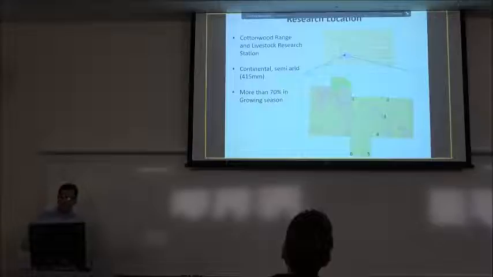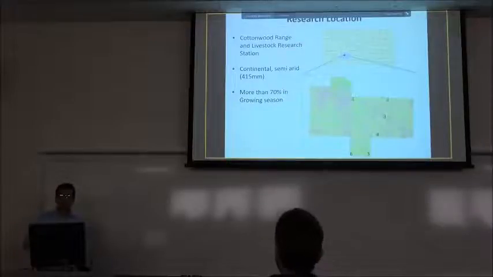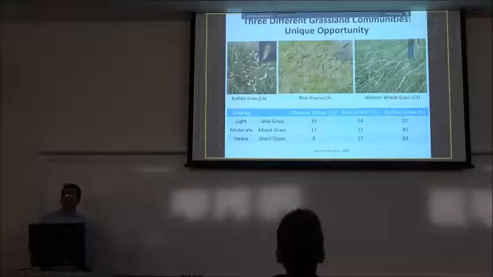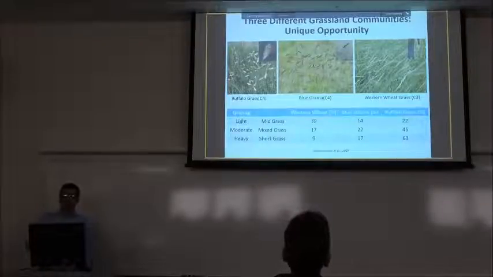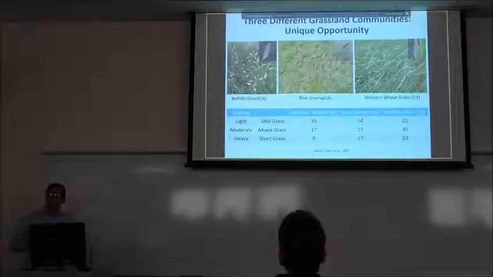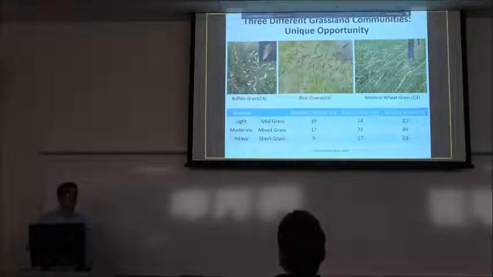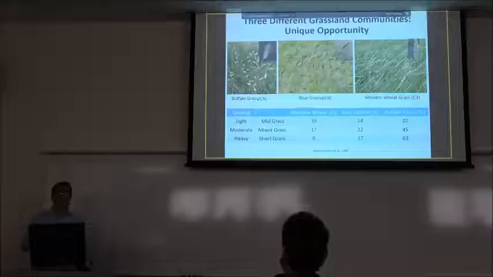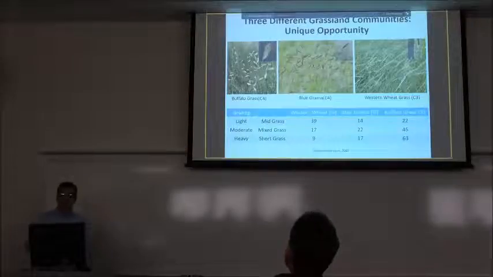We have selected the Cottonwood Range and Livestock Station mainly because we can see the existence of 3 different grassland communities. One is the mid grass, another is mixed grass, and the next one is short grass, existing in very similar kind of precipitation as well as soil regime. So the existence of these 3 different grassland communities on the same climatic regime will provide us with a unique opportunity to address our research question.